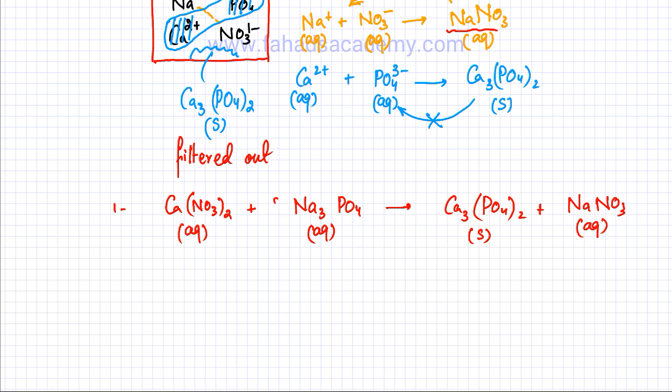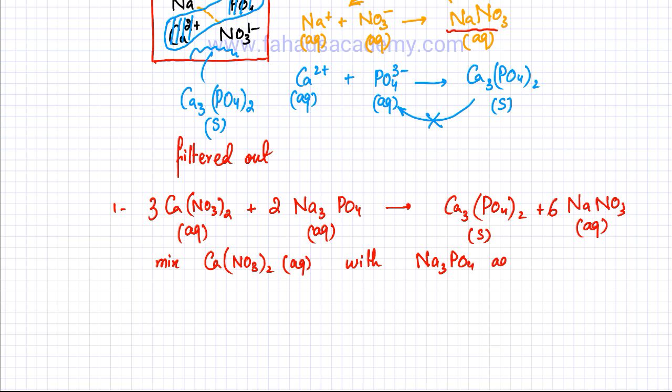You need to balance this equation. So there would be 2 molecules of sodium phosphate, 6 molecules of sodium nitrate, and 3 molecules of calcium nitrate. So that's your balanced equation. That's the first point: you need to describe an equation. Then you're going to write down that you're going to mix calcium nitrate in aqueous state with sodium phosphate, which is also going to be in aqueous state.